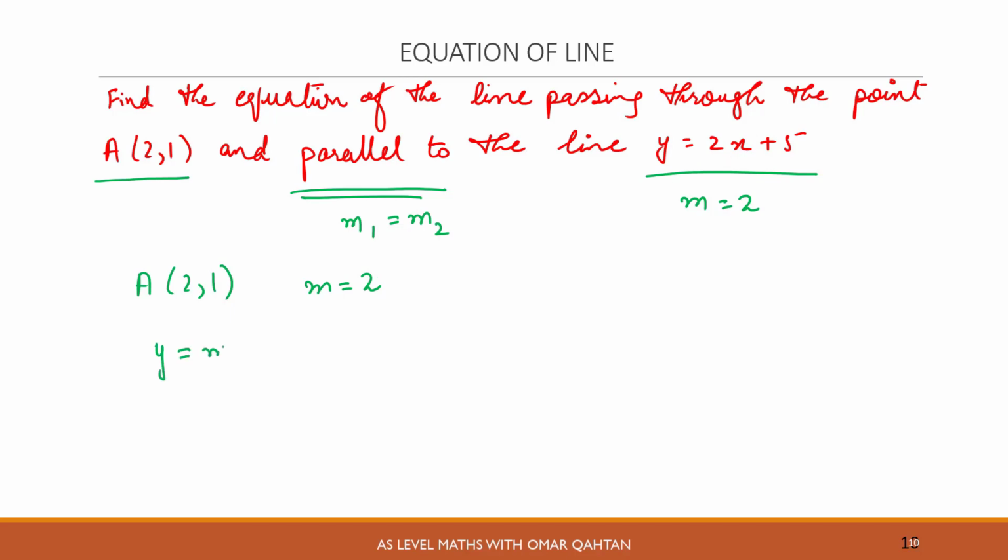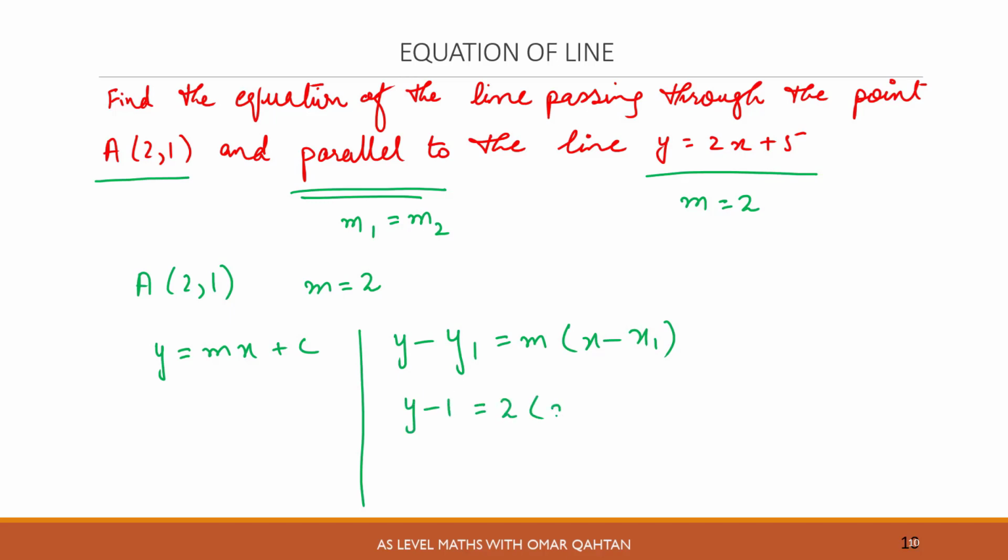We have the equation y equals mx plus c. Either you can use this equation, or I would prefer to use y minus y1 equals m into x minus x1. So just substitute all the values in it. So y minus 1 equals 2 into x minus 2. Then this equation will become y equals 2x minus 3 upon simplification. That's the key to this question.